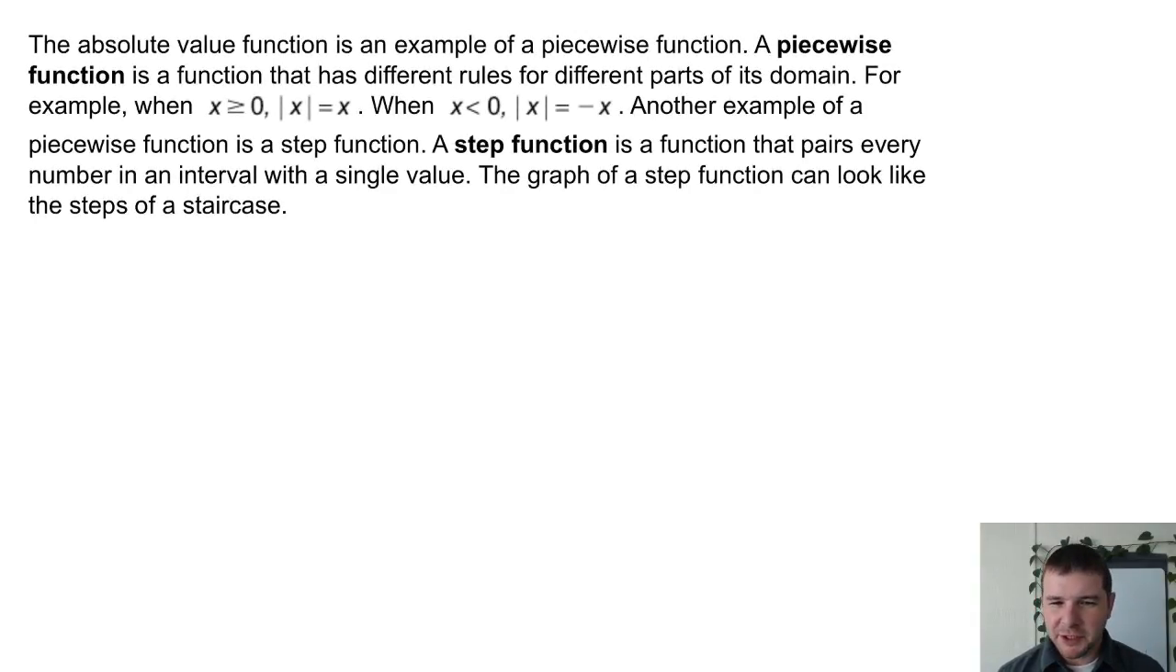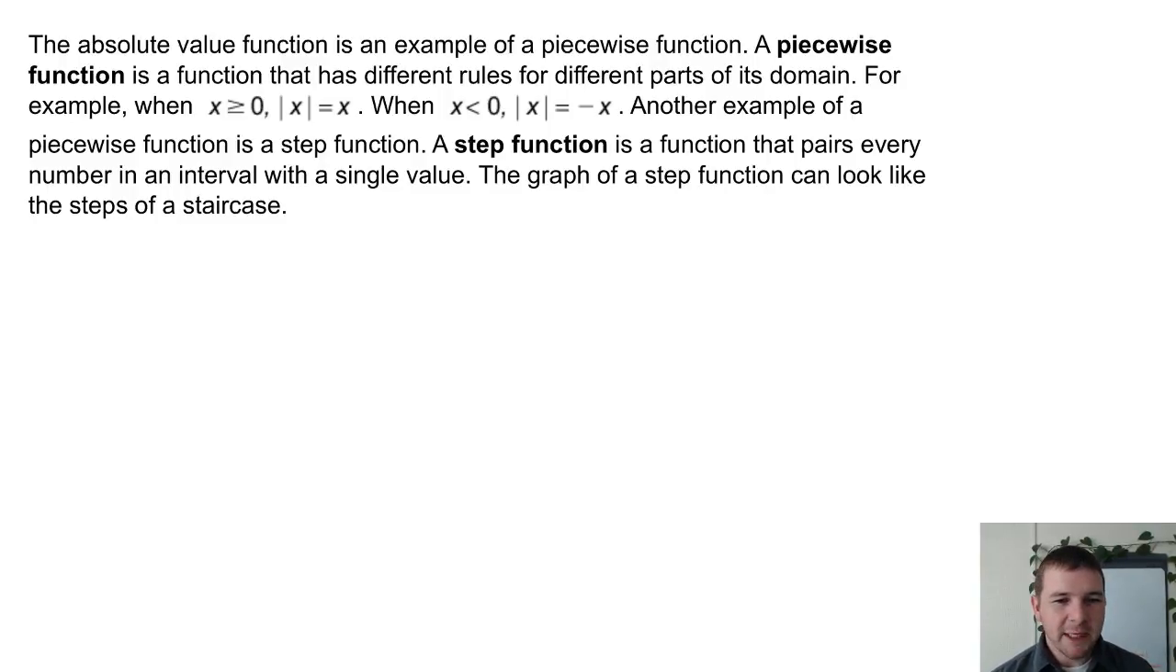The absolute value function is an example of a piecewise function. A piecewise function is a function that has different rules for different parts of its domain. For example, when x is greater than or equal to 0, the absolute value of x just equals x. When x is less than 0, the absolute value of x equals negative x.